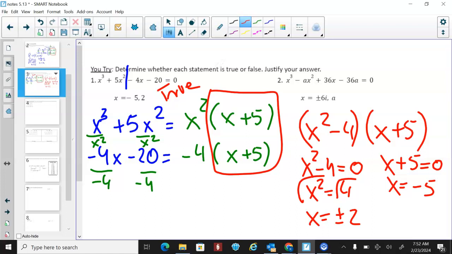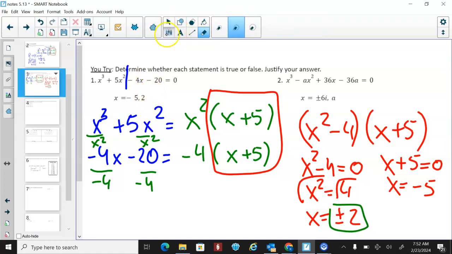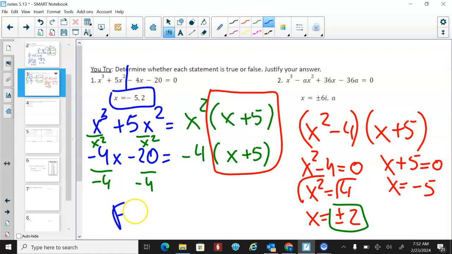Oh, no, it is not a true statement. I made a mistake. It is not a true statement, okay? Because right here, it only says that this is a positive 2, and we got both. We got plus or minus, so we have 3 zeros versus according to the answer given, it was 2. So very, very tricky right here. This is a false statement. Okay, now pause the video if you need to write that down.